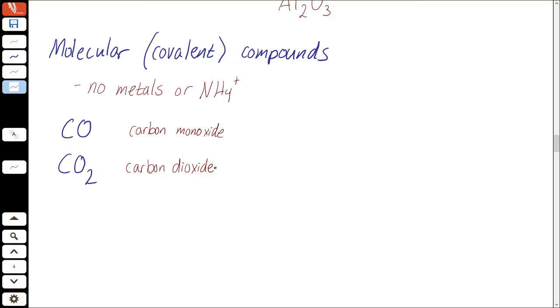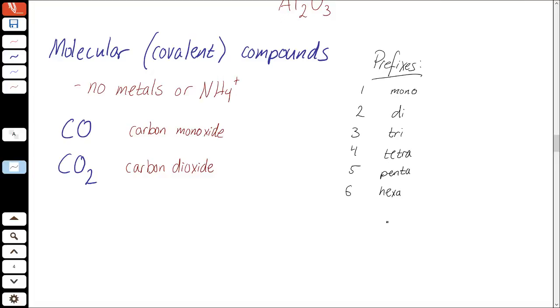Okay, so you can start to see a little bit about how these are going to be named. For covalent compounds, we're going to specify exactly how many of the elements are there by using these prefixes. The prefixes that we're going to use are mono, di, tri, tetra, penta, and hexa. It keeps going, but we're not going to see very many compounds that use any higher numbers than that. So that's a good list to start with.